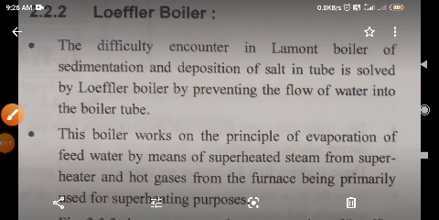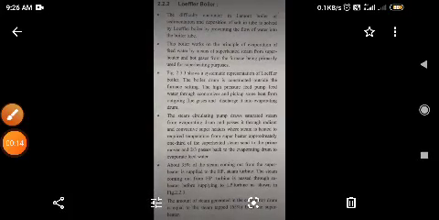Okay, this is the second lecture of power plant engineering for third year mechanical. In the last lecture, we discussed the uses and function of a boiler, and then the first of its kind, that is the Benson boiler. Now, let's see.